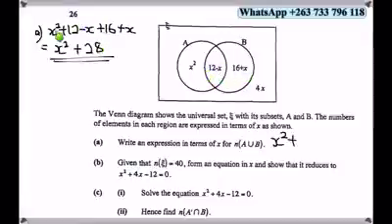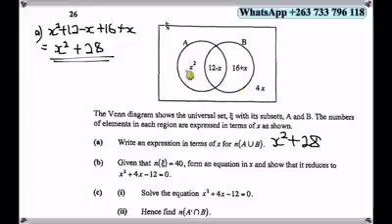Then we express x squared here, then 12 plus 16, this will be 28 minus x plus x, this will be 0. So x squared plus 28 is the expression. Then on part B, given that the number of elements in the universal set is equal to 40, form an equation in x and show that it reduces to x squared plus 4x minus 12 is equal to 0.